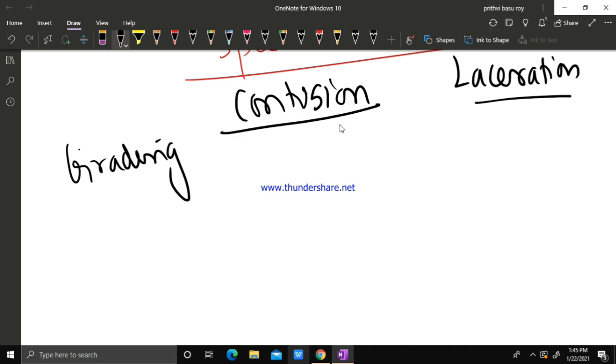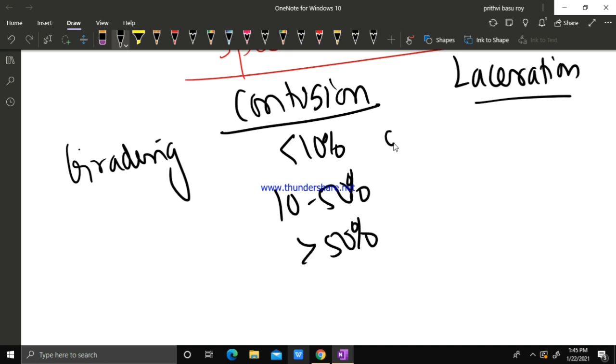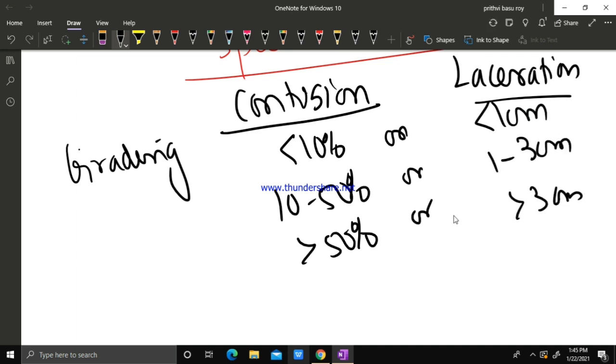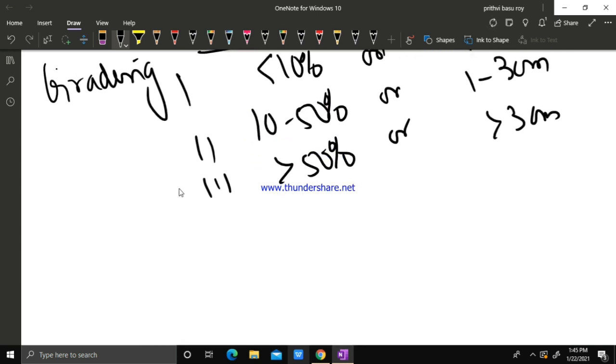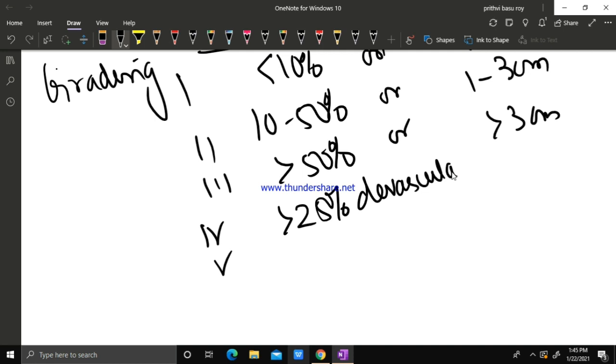Okay, now abdominal traumas. Now the grading. Less than 10% is contusion, 10 to 50% is contusion, then more than 50% is contusion. Or you have laceration of less than 1 centimeter, 1 to 3 centimeter, and more than 3 centimeter. Very fine. This is grades 1, 2, 3. Clear? What about grade 4 or grade 5? More than 25%, not contusion, devascularization. Now, what is this devascularization?